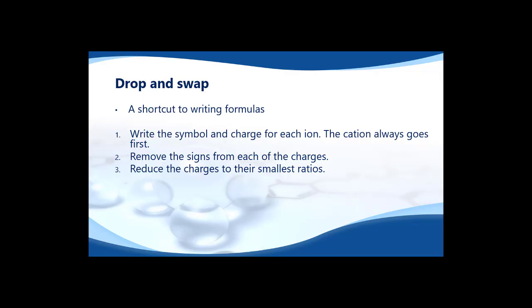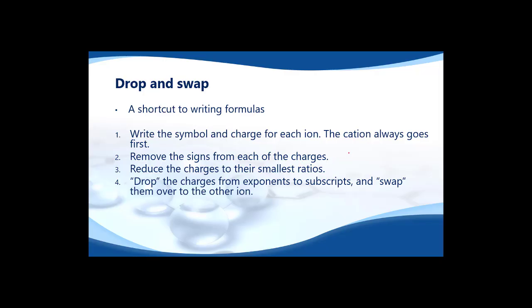If I have a 3 and a 2, though, I can't reduce those down any farther than they already are. Right? So we're going to reduce them down, divide them both by the same number, and you should be good there. And then the last thing we do is we drop the number down from being a charge or an exponent to a subscript, and then we swap it over to the other side of the compound. Right, so drop and swap. Another way to say this is crisscrossing.